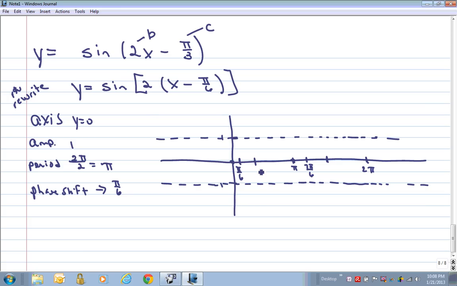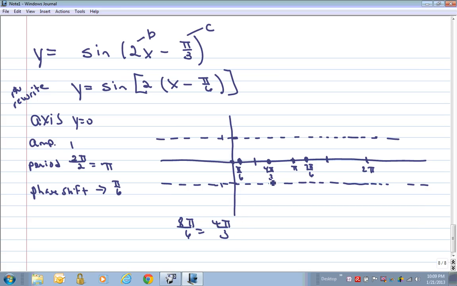What else can we do? We need all our critical values. So we know we're going to start right here, and we know we're going to end right here. So let's figure out what's halfway between pi over 6 and 7 pi over 6. That would be 8 pi over 6, which would reduce to 4 pi over 3. So halfway in between, I'm just going to put a dot there, you would be at 4 pi over 3. Now we need a halfway between pi over 6 and 4 pi over 3.